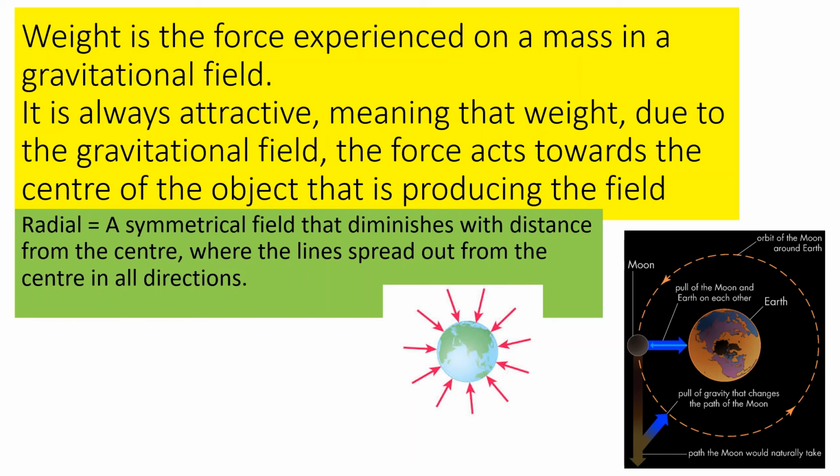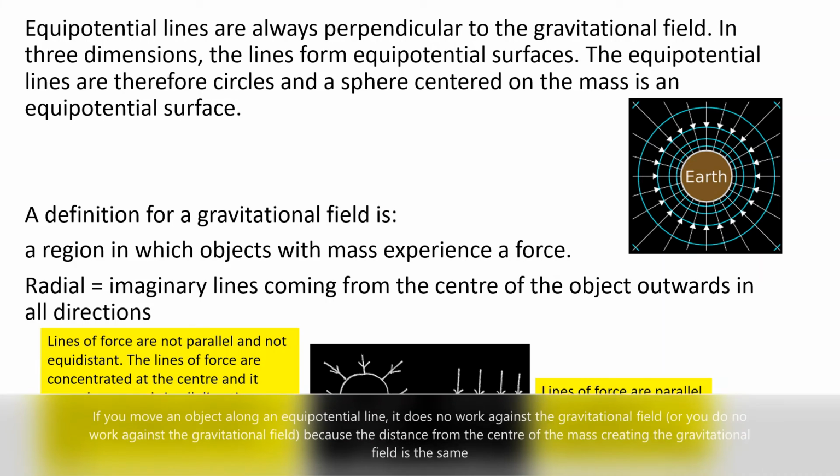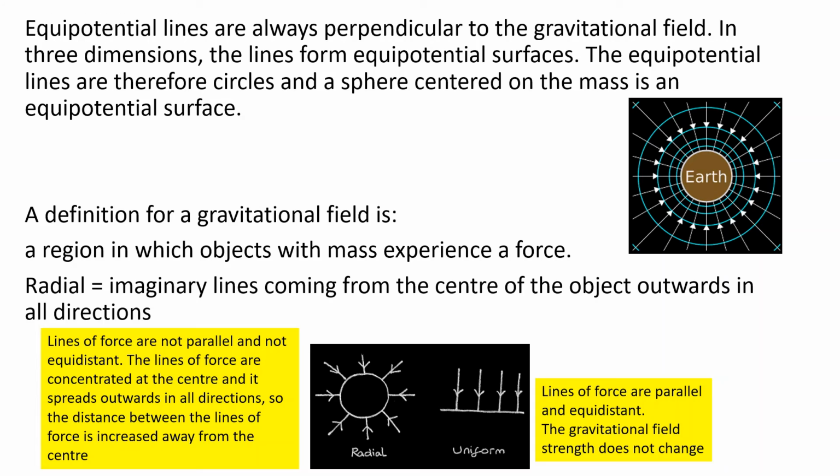And if we look at the last slide, equipotential lines are always perpendicular to the gravitational field. In 3 dimensions, the lines form equipotential surfaces. The equipotential lines are therefore circles, and a sphere centered on a mass is an equipotential surface for a 3-dimensional space. The definition for a gravitational field is a region in which objects with mass experience a force. If you remember an electric field, it is a region of space where charged objects will experience a force. Radial. Again, radial means imaginary lines coming from the center of the object coming outwards in all directions.